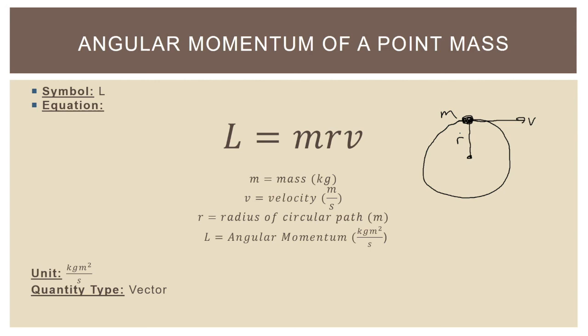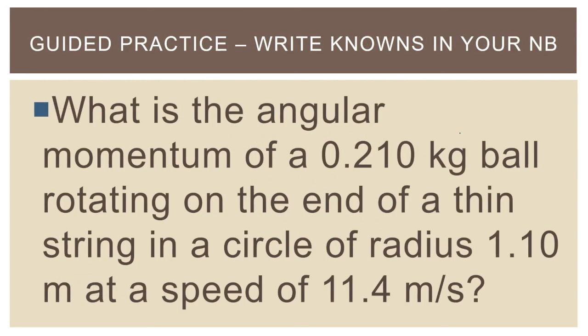Okay, so let's take a look at one problem here before we go. It says here, what is the angular momentum of a 0.210 kilogram ball rotating on the end of a thin string in a circle of radius 1.10 meters at a speed of 11.4 meters per second? This is a pretty simple plugin. That said, I do want you to know how this works, and so I just want to show you this very quickly.